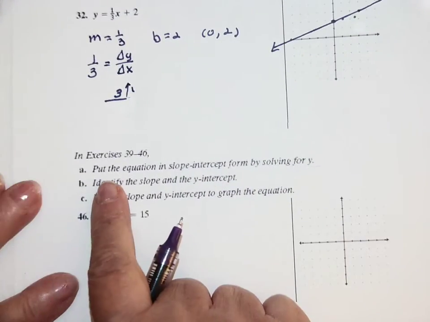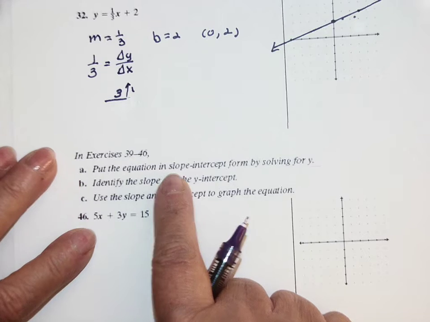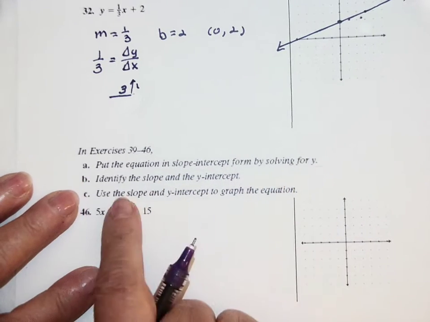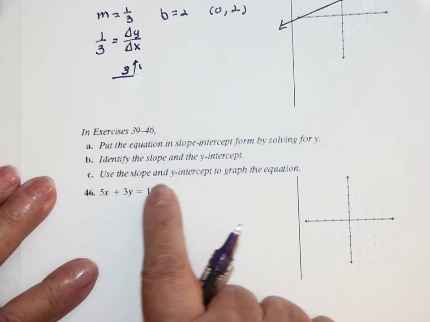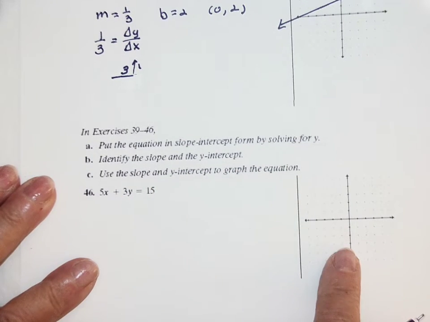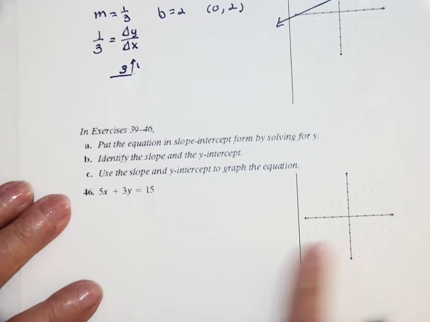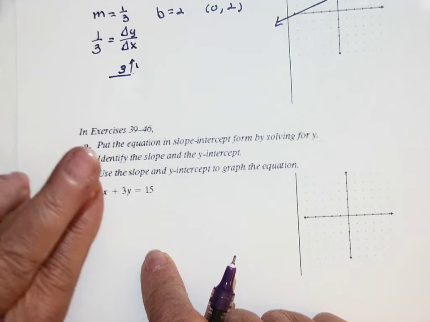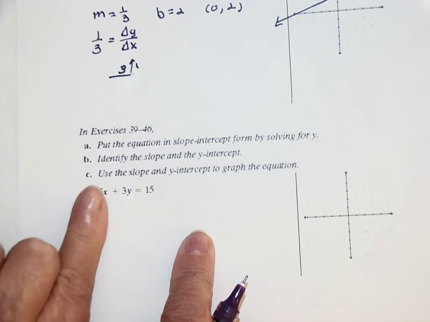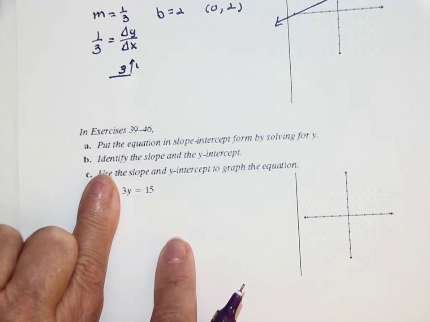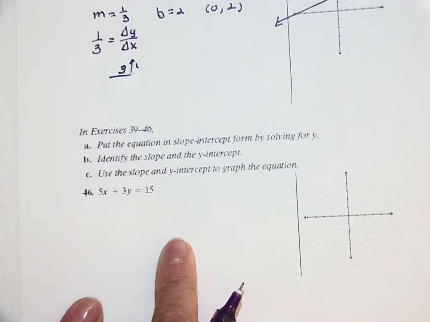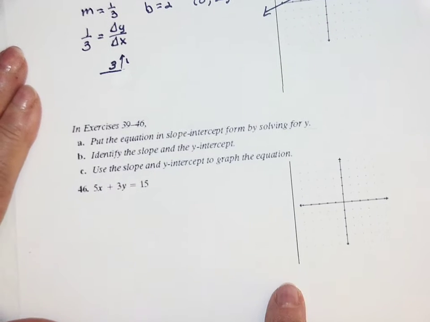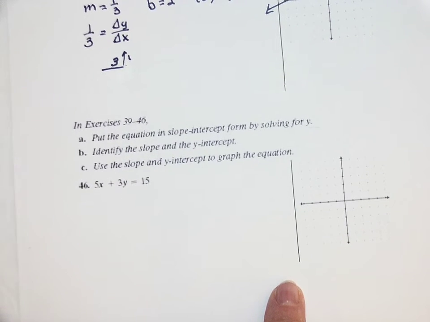Now this says put the equation in slope-intercept form, solving for y. Identify the slope, the y-intercept. Use the slope and the y-intercept to graph the equation. Now, for me, I would use the intercept method of graphing. In other words, if x equals 0, I can cover the x up. That says y equals 5, so it's looking right. And if y equals 0, cover that up, x equals 3. This is a much better shape for that, but that's not what they want us to do.